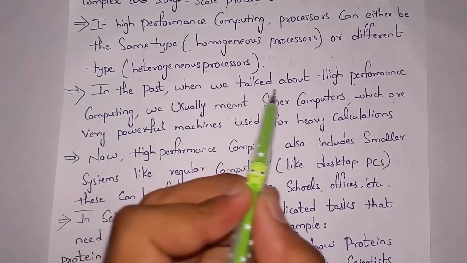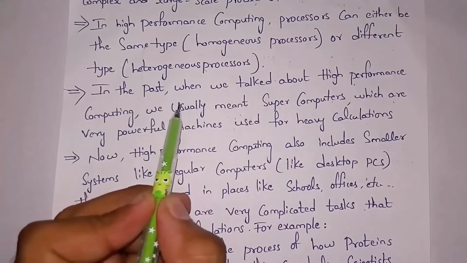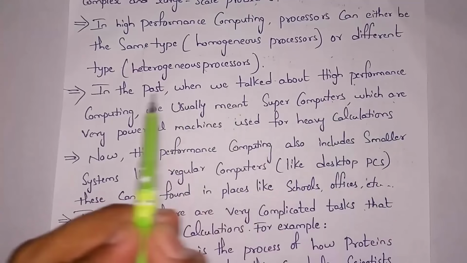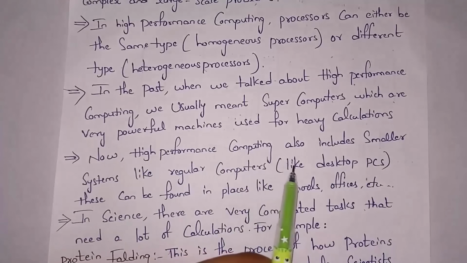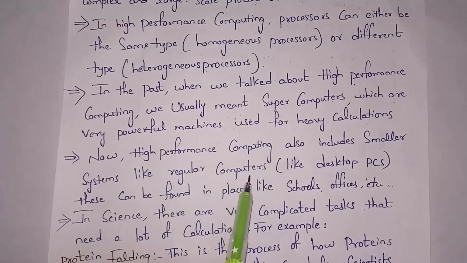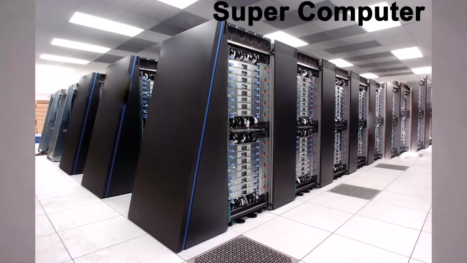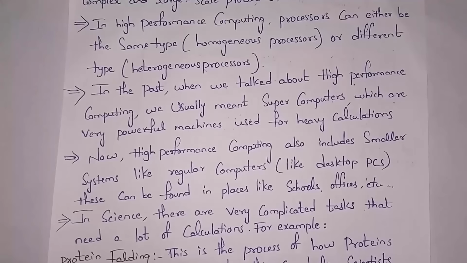In past, when you talk about high performance computing, we usually mean supercomputers, which are very powerful machines used for heavy calculations. Now high performance computing also includes smaller systems like regular computers like desktops, PCs, etc. These are found in places like schools, offices, etc. Guys, in olden days, high performance computing mean only supercomputers. There are no other computers. Only by using supercomputers we can perform high calculations. But whereas at present, even our regular computers like laptops, desktops, etc. we call all these computers as high performance computers.